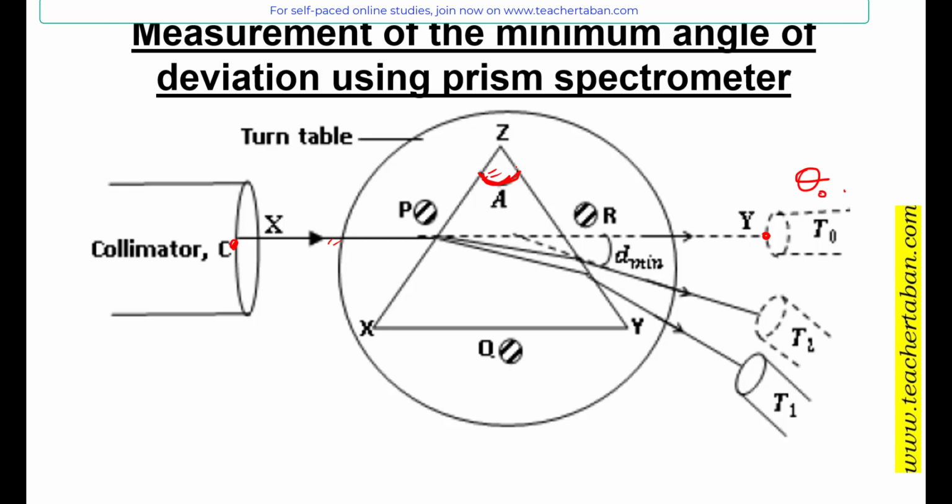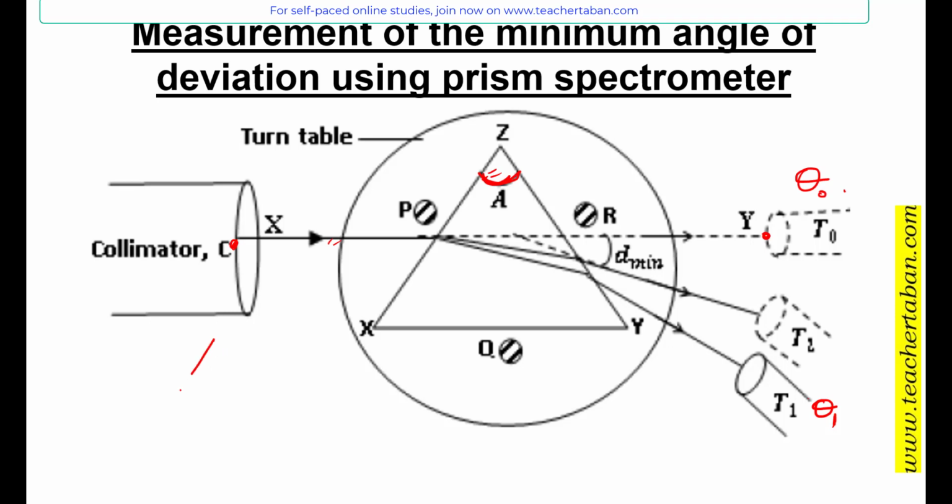from the collimator direction. So once you see that, then you have to turn the telescope, like we saw in the video, and you do so until the image of the slit is seen in the plane of the cross wires. Once that has been achieved, then you simply take note of the telescope position and read its position as theta 1.